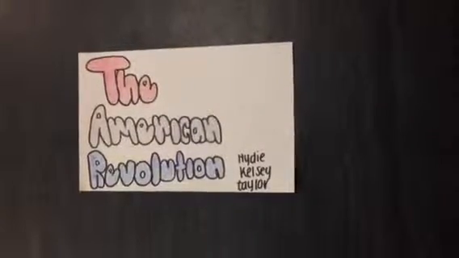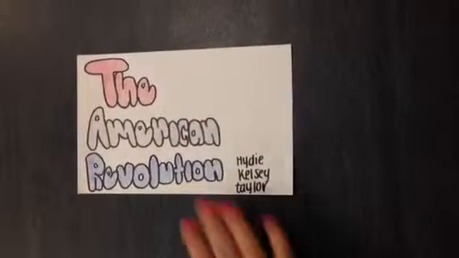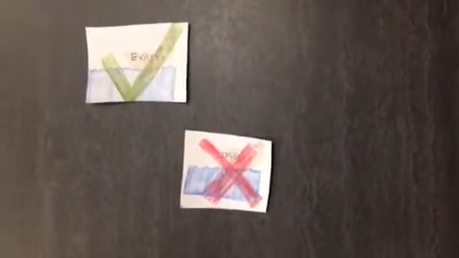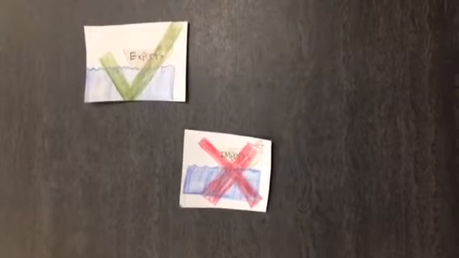The American Revolution all started with mercantilism. The idea of mercantilism is having more exports than imports, and to make more money than you spend. With this, there was a rule that the colonists could only trade with their mother country, Britain.